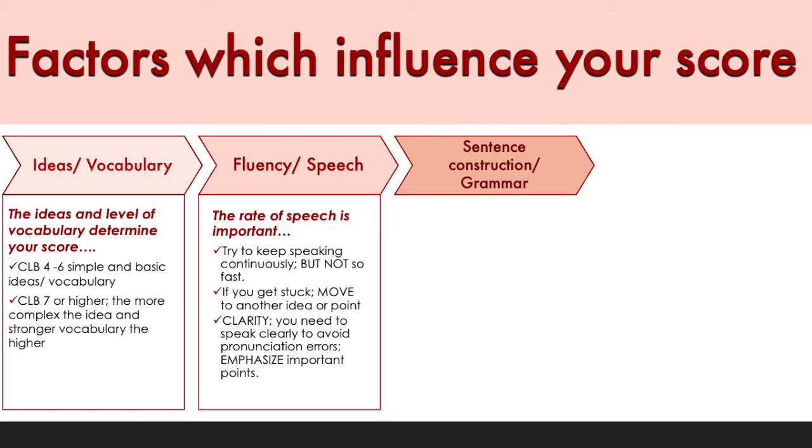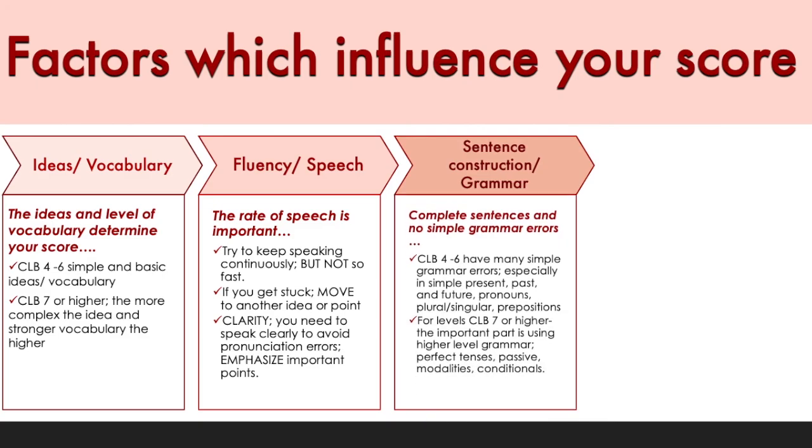Sentence construction and grammar. Complete sentences and no simple grammar errors. CLB 4 to 6 have many simple grammar errors, especially in simple present, past, and future tenses, pronouns, plural, singular, and prepositions. For levels CLB 7 or higher, the important part is using higher level grammar. For example, perfect tenses, passive, modalities, and conditionals.